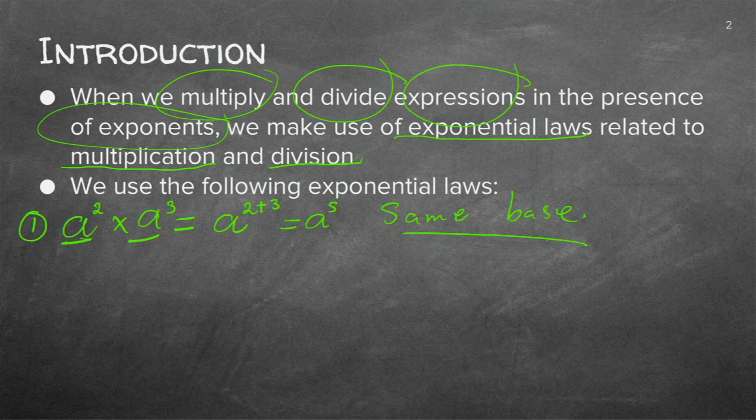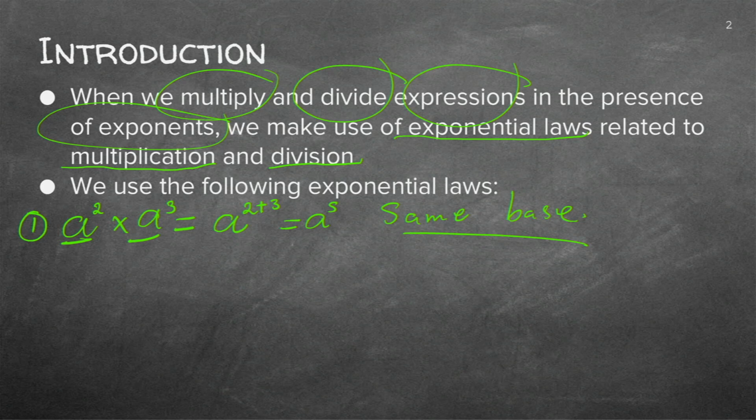So that is the first exponential law that you use for multiplication. If you multiply, you add the exponents. The condition is the bases must be the same. So as you can see in this example, we have a and a as your base, so we simply add the exponents.